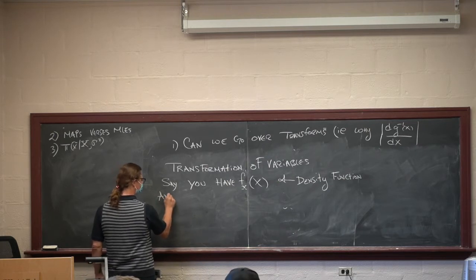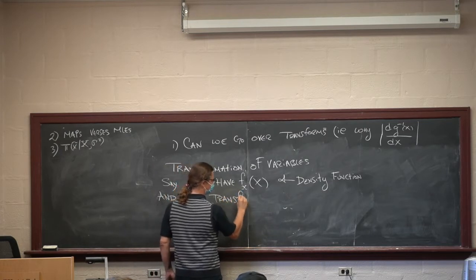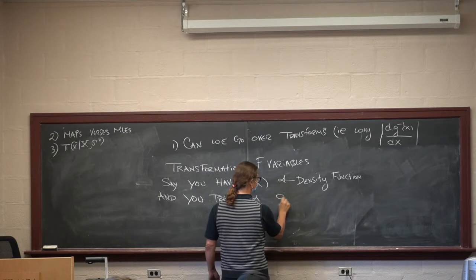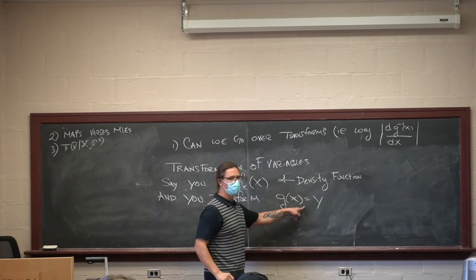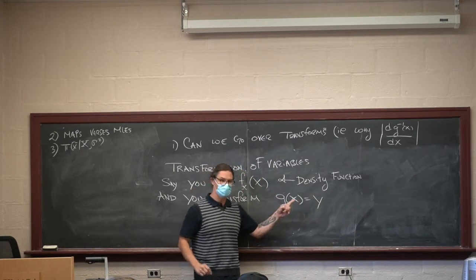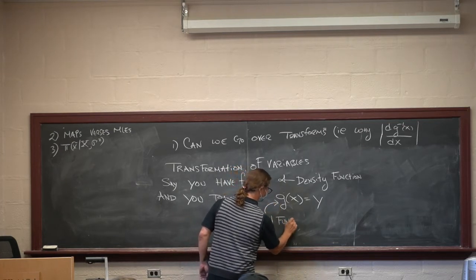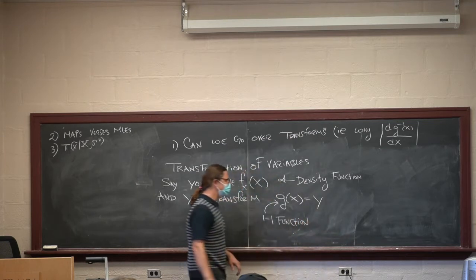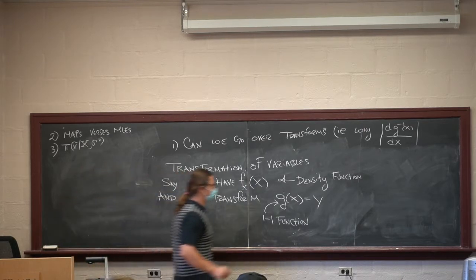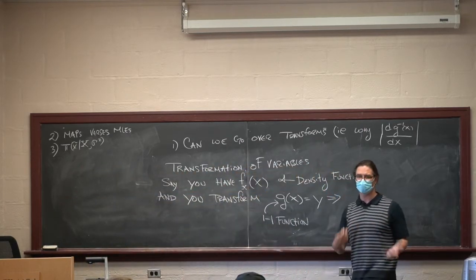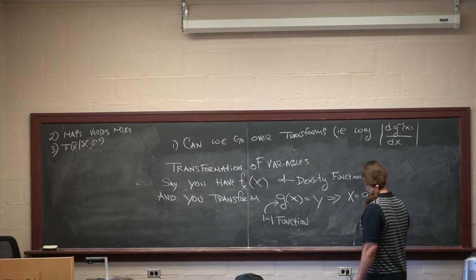And you want to transform. I take g of x and I say that's y. This is my new random variable. So I've taken x and I've done something to it. And I'm going to say this is a one-to-one function. So essentially, if you tell me y's, I can give you x's. If you tell me x's, I can give you y's. So what that means is I can invert this function and write it down in closed form. So x is equal to g inverse of y.